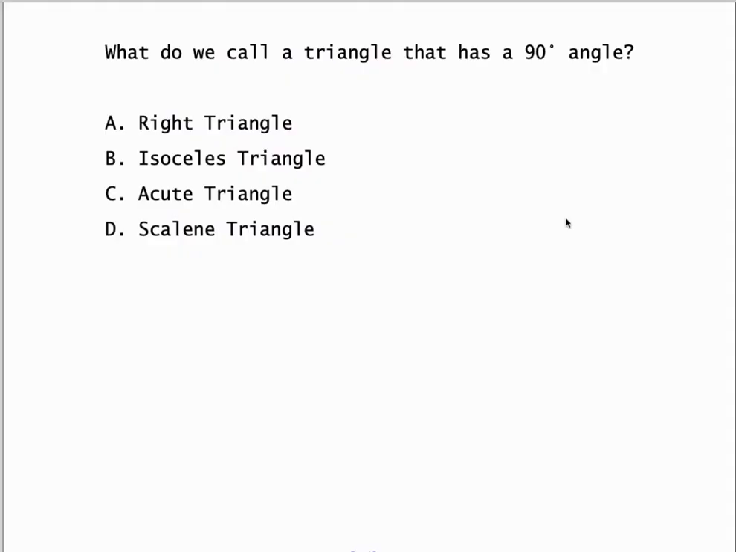What do we call a triangle that has a 90-degree angle? Is it A, right triangle, B, isosceles triangle, C, acute triangle, or D, scalene triangle?